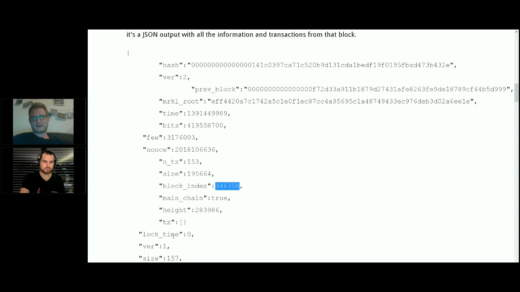Okay. Are we there? Yes, then we're there. The last part is just the transaction itself. Yeah, I think we don't need to explain this.